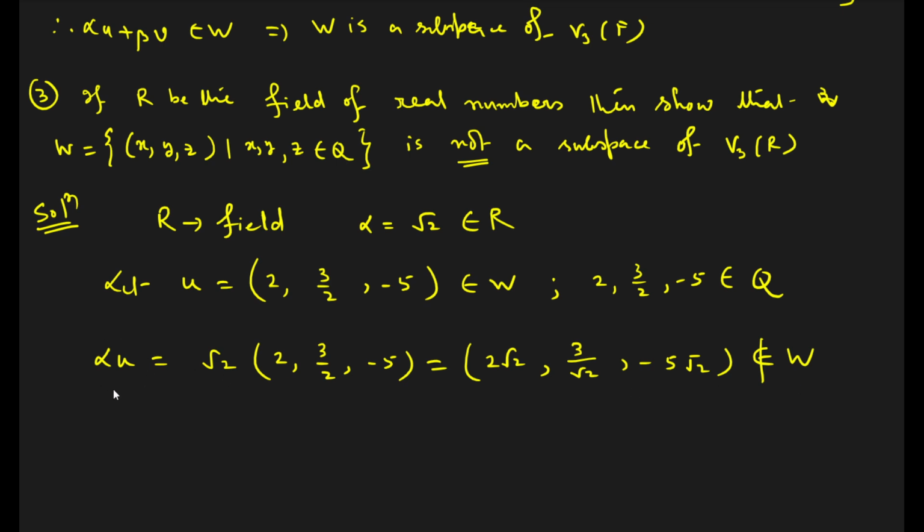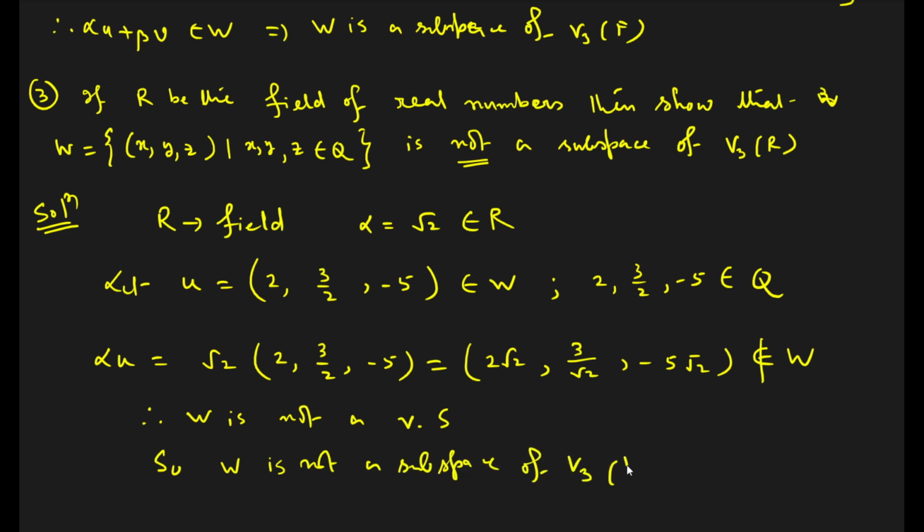Now you see alpha u, ये कौन सा condition था? Closure property under multiplication. तो vector space का ये condition है. So vector space का अगर condition satisfy नहीं होता है, so that means what? W is not a vector space. अगर vector space नहीं है तो subspace ही नहीं होगा. So W is not a what? Subspace of V3 of F. This is not a subspace.